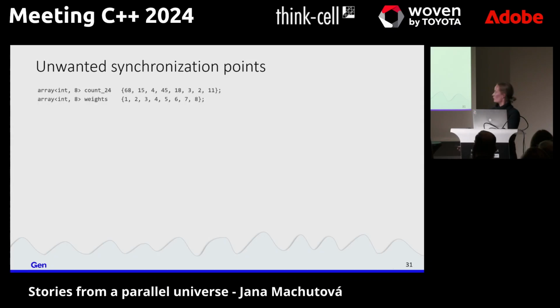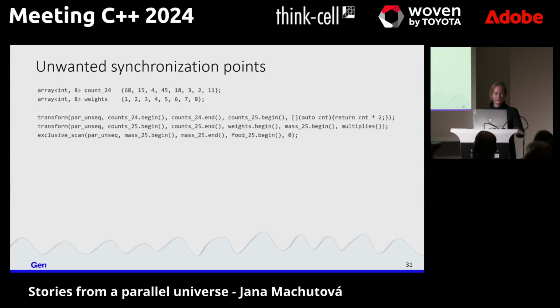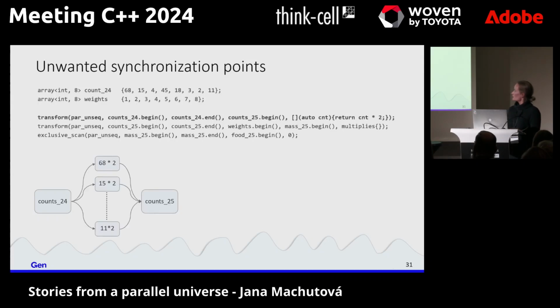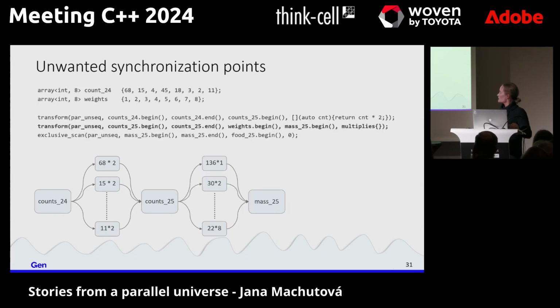We will count all those food and weights and increase in just 3 simple lines, 3 transforms. At the beginning, we have the counts of animals at year 2024. Next, we will do our first transform using a simple multiplication to see what the numbers are in year 2025. Next, we will take a vector of weights and make another transform to see the mass floating around next year. And the last step will be the exclusive scan to see, because I don't like cannibalism, the food available next year.